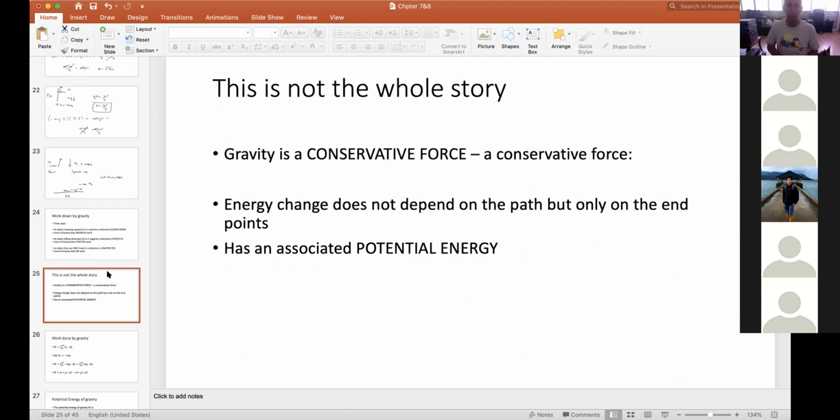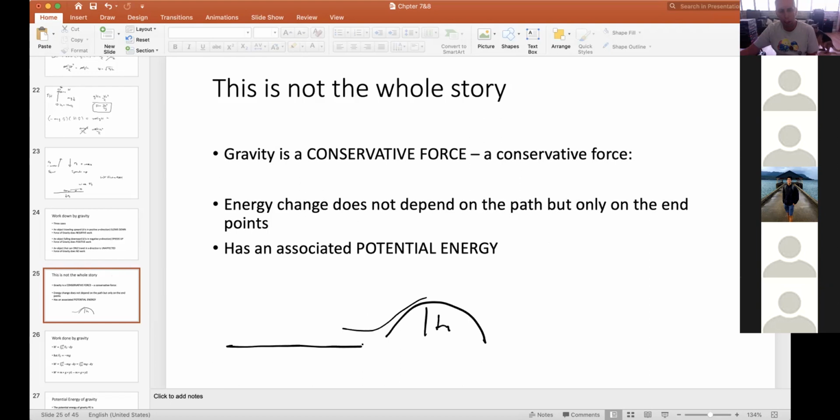It's not the whole story, because gravity is a conservative force. And what's really cool about a conservative force is it's path independent. What does that mean? That means if there's a hill at a height h and you go straight up to the top, so let's say you walk and you go straight up, how much work was done?